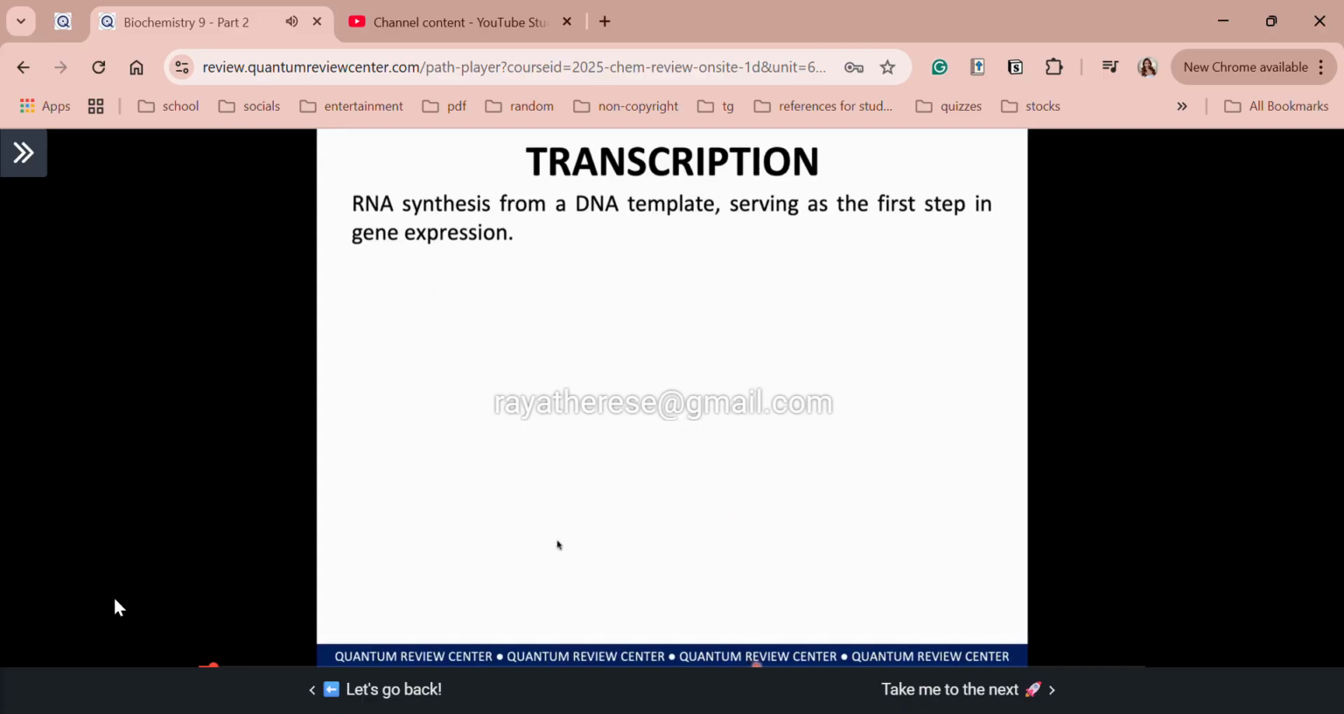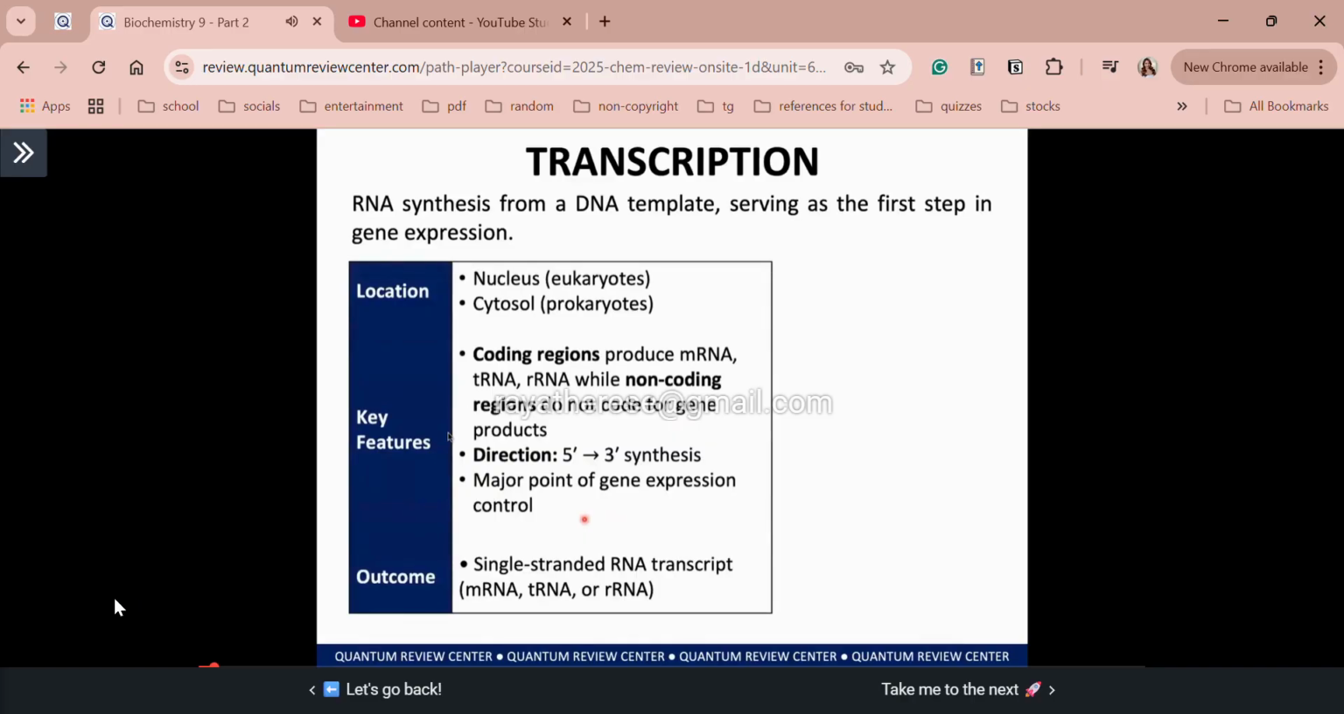All right, so class, here is the overview of our transcription process. Remember, from our overview of the central dogma, in prokaryotic cells, because there is no true nucleus, its location is in the cytosol. And on the other hand, for eukaryotic cells, remember, it's still inside the nucleus. So class, replication can either be a preparation for cell division or a preparation step for the transcription process. Always remember here as well that the transcription process only occurs in your coding regions.